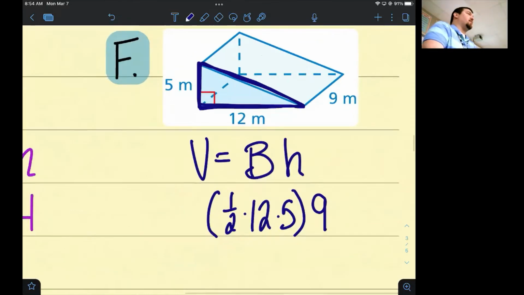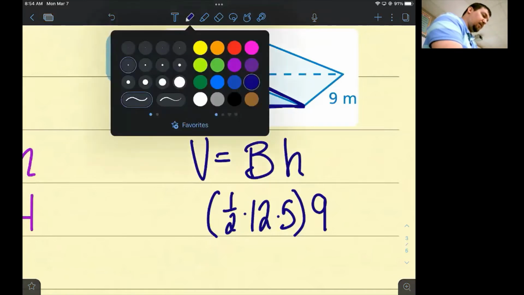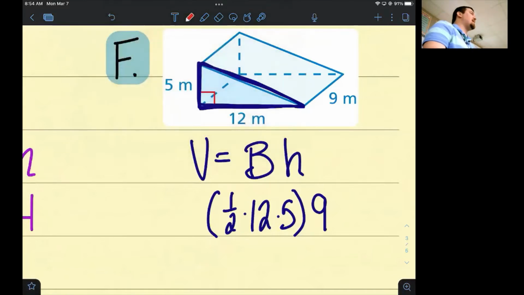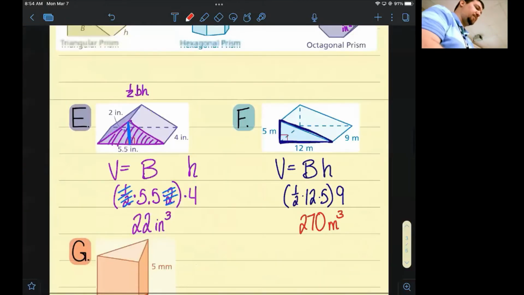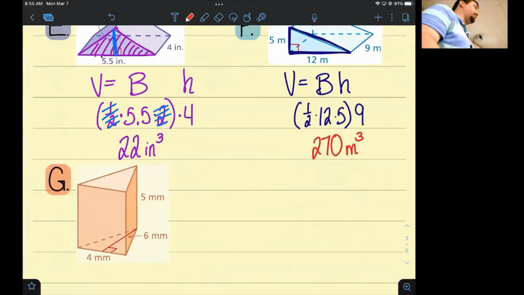Is there an even number inside my parentheses? Yes. What is half of 12? 6. What is 6 times 5? 30. And what's 30 times 9? 270. Don't even need a calculator because 30 times 9 is the same as 3 times 9 with an extra 0. My label is meters cubed. Volume takes you a lot less time to do.